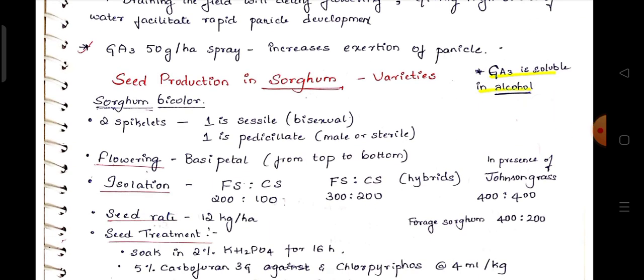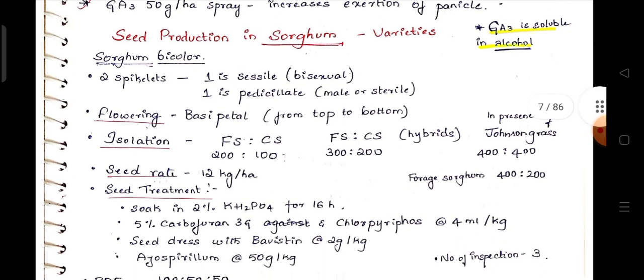The third crop is sorghum. Sorghum varietal seed production. Sorghum bicolor is the scientific name. 2n equal to 20 is the chromosome number. The inflorescence is generally called panicle, with 2 spikelets. One spikelet is sessile, that is bisexual, and one is pedicellate, that is male or sterile. Flowering is basipetal, that is from top to bottom.